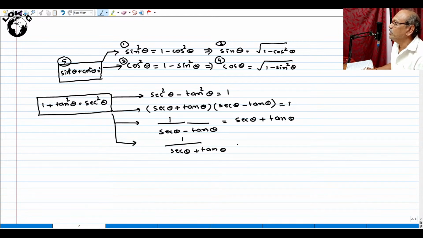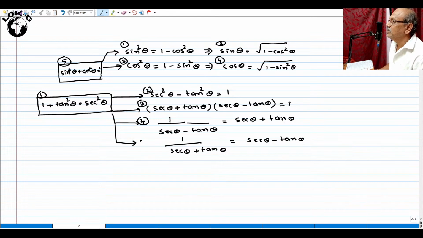I hope you are noting down for revision. Note down every point, give numbers to them. 1 upon sec theta plus tan theta is sec theta minus tan theta. This was the original formula. I call this one as first, this one as second formula, this one is third formula, this one is fourth. For the same one, 1 plus tan square theta is sec square theta.